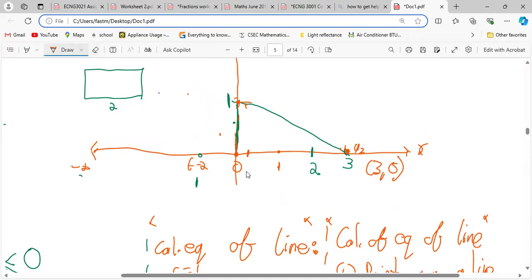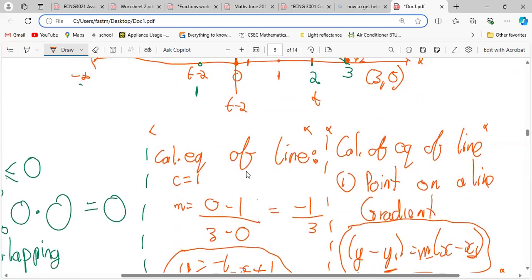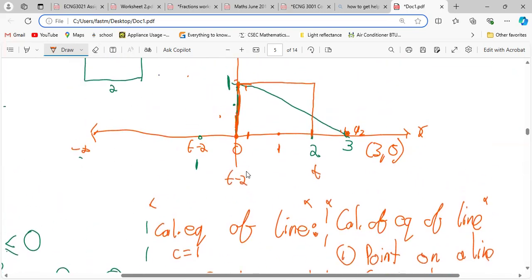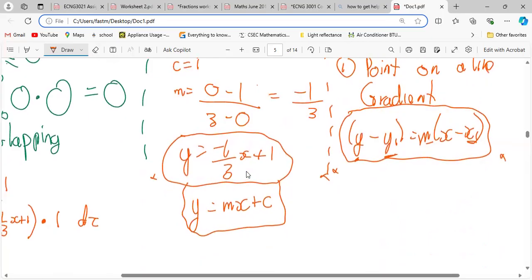So the yellow would just be here, going across, and coming down like here. So this will be a t, and this will be a t minus 2. So you can have that. So that's another region of overlapping, right? So that will be at 2. So from 2 to 0, that will be the next area of overlap, right?